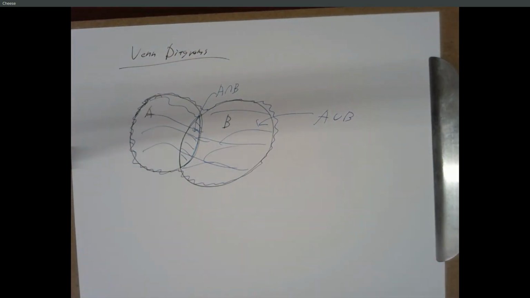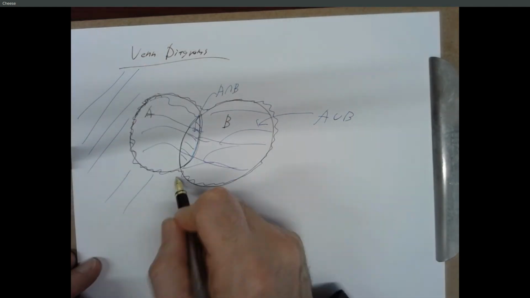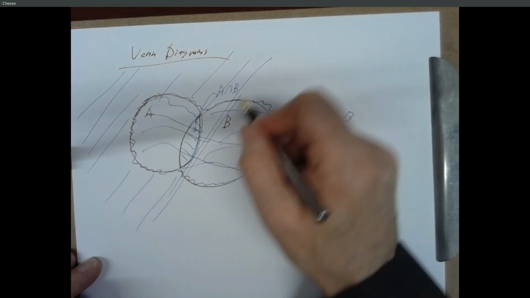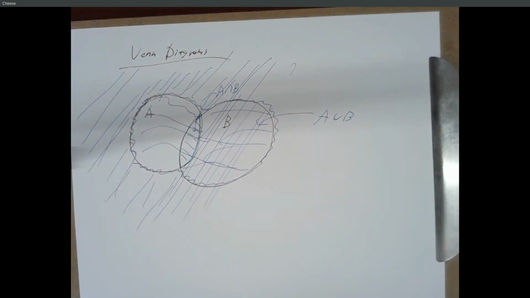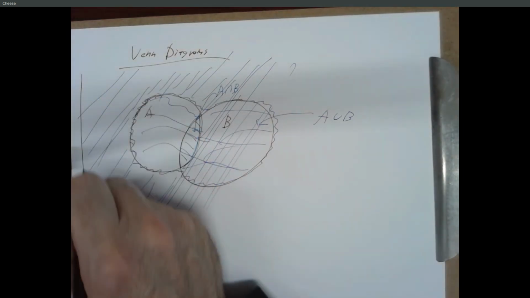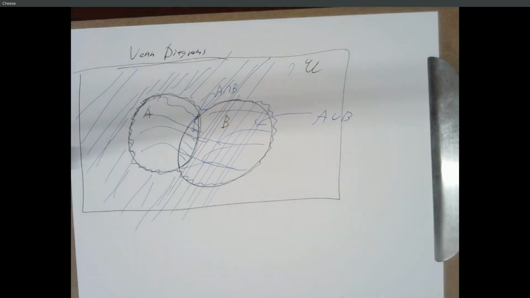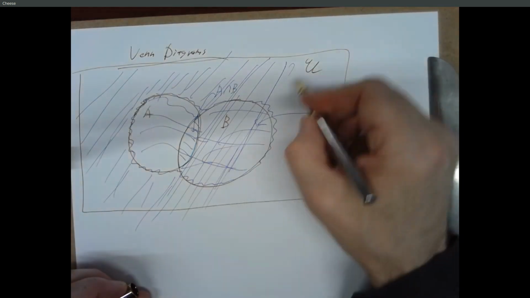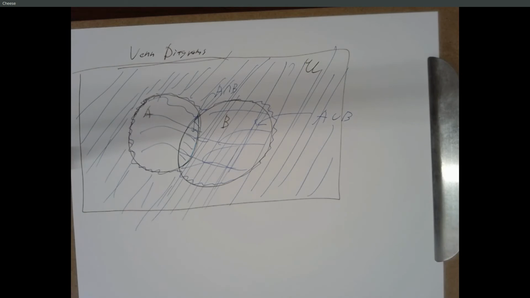The complement of A would be everything that's not in A. So it's all of this stuff. Everything that's not in A. Well, we usually need some kind of bounding box here, so we generally have the whole universe shown. And then the complement of A is everything in the universe that's not in A. And sometimes Venn diagrams help us visualize what's going on with set operations.